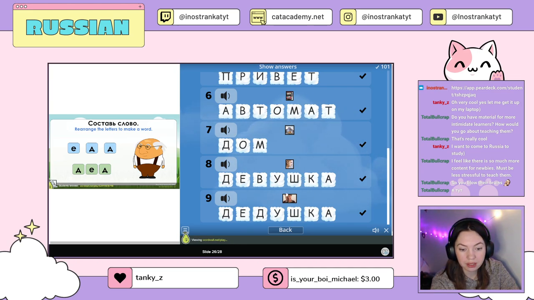The last one is дедушка. Again, we can see a picture of a person. We can see it's a man. In Russia, it's very straightforward. So you see a man, it has to be a man. At least the gender is supposed to be он. So it will be masculine.